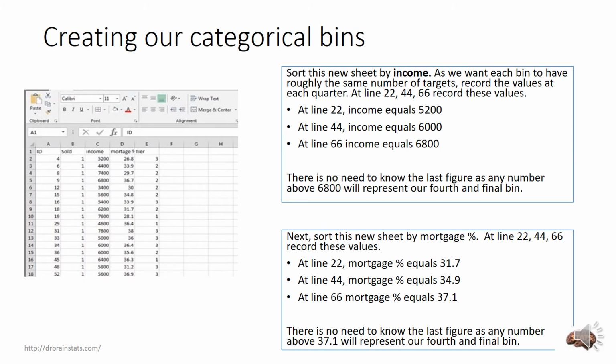With our new sheet created, based purely on the sold population, we want to sort this new sheet by income. As we want each bin to have roughly the same number of targets, we will need to record the values at each quarter. So at line 22, 44 and 66, we will need to record the income values. There is no need to know the highest number, as any number after the 3/4 mark, 6,800, will represent our fourth and final bin. This exercise is then repeated for mortgage percentage.